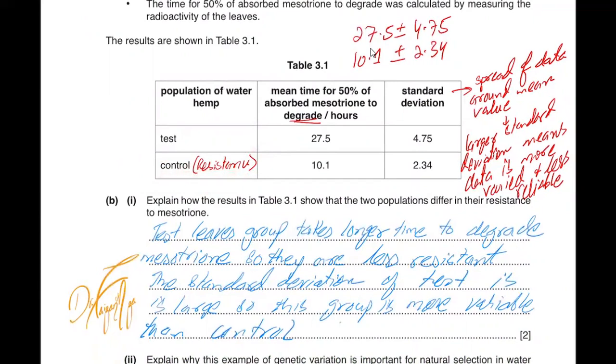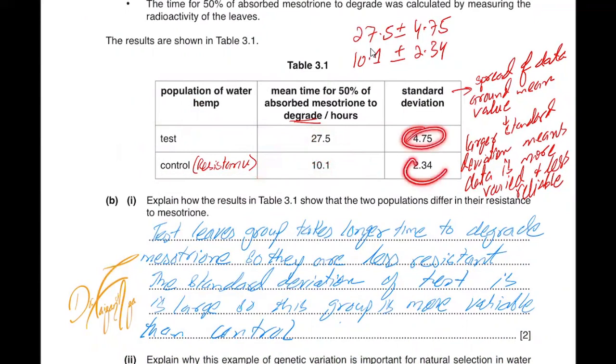Mean time for 50% of this mesotrione to degrade: we can see that the mesotrione is getting degraded in just 10.1 hours in the control, which has the resistance allele, whereas the test, whose resistance is unknown, is taking 27.5 hours to degrade 50% of the mesotrione. So obviously this is taking a longer time, and this is taking a shorter time. When it's taking a shorter time, it means that this is more evolved in getting the mesotrione degraded.